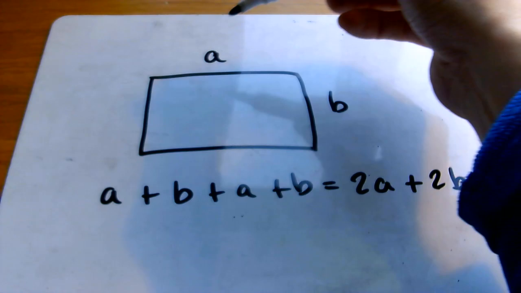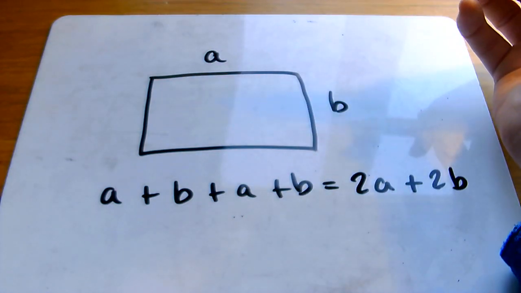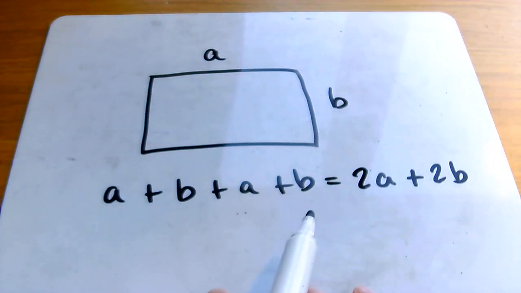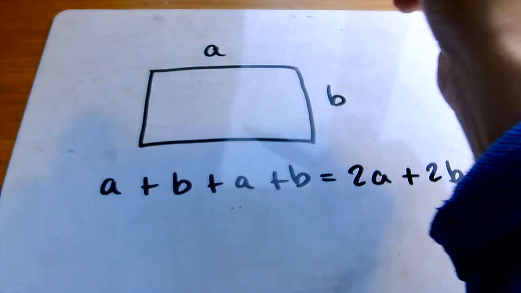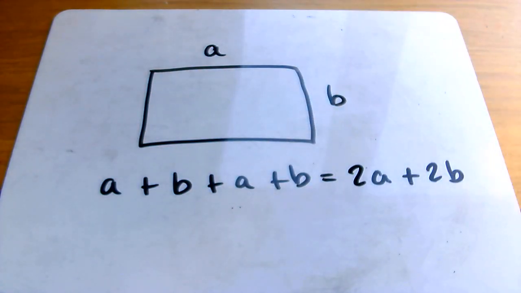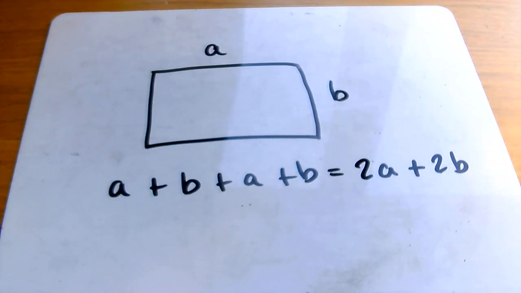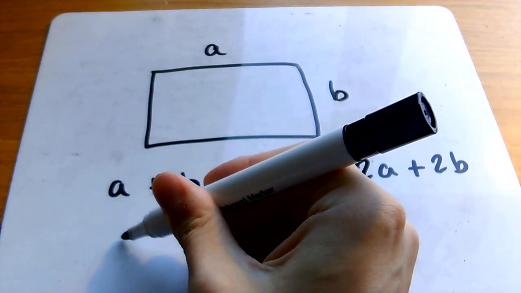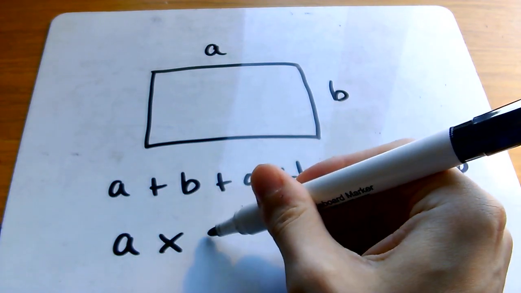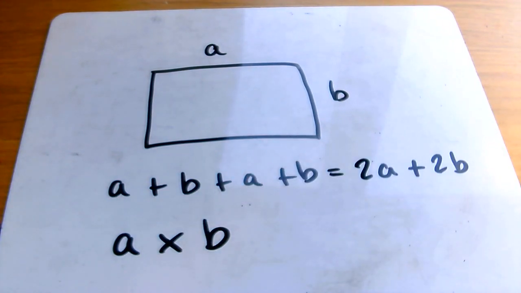But for the area, we have to multiply the terms together. So the calculation we would do if we knew the values is this side multiplied by this side. We don't know what the values are, but we can still write something algebraically to show what we would do if we did know. So what we do is A multiplied by B.